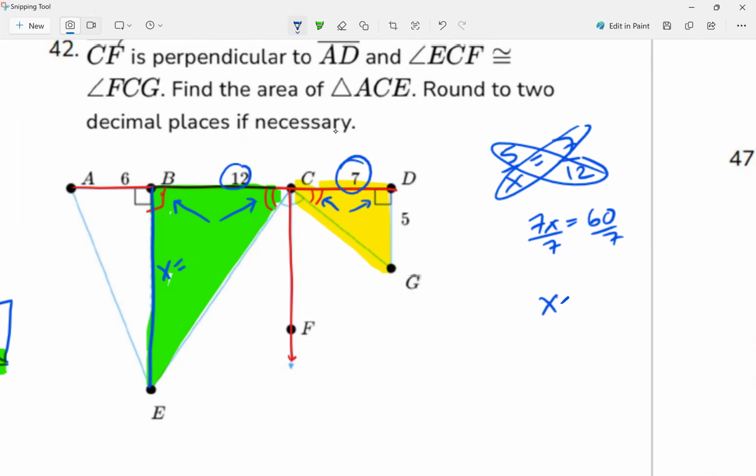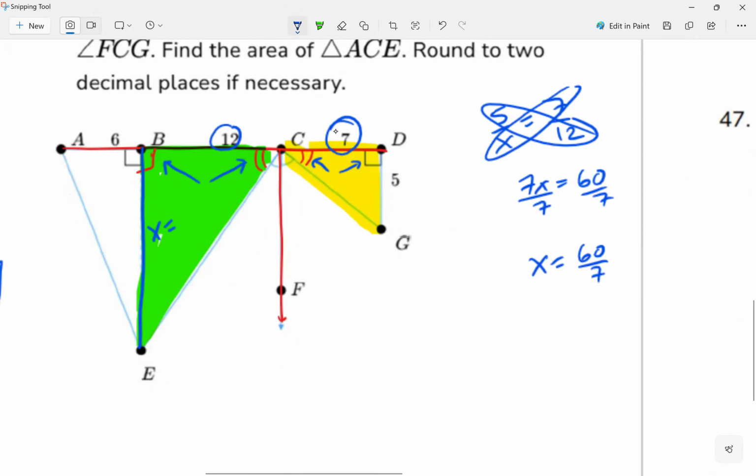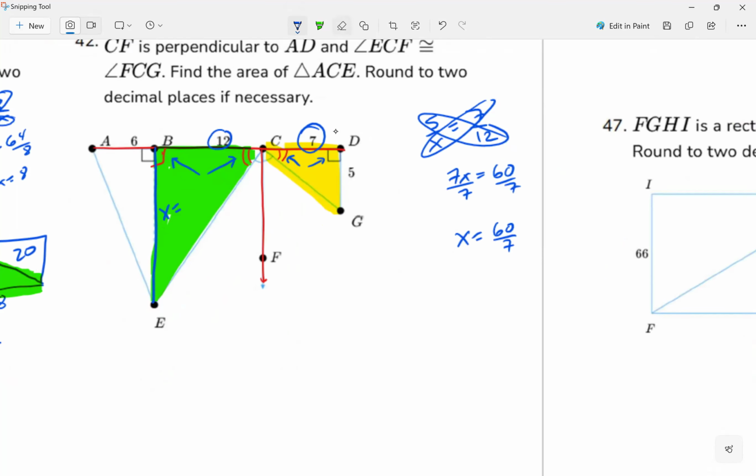I don't want to deal with decimals right now. I might deal with it later, but I don't want to deal with decimals right now. Just 60 over 7. My calculator says like 8.5714. I don't want to deal with decimals. Okay. So this blue side is 60 over 7. Okay.